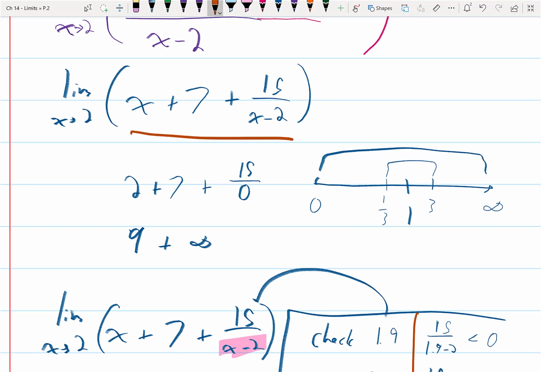It's only when you get around x equals 2 that it disrupts and gives you a little asymptote going on. Because the closer you get to x equals 2, the more the 15 over x minus 2 takes over. The further you get away from it on either side, the more the x plus 7 takes over.